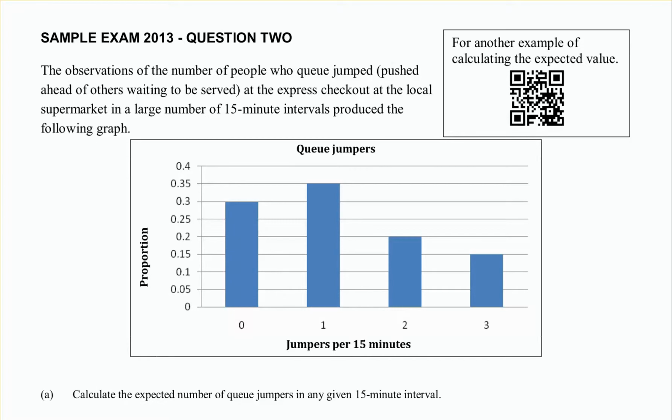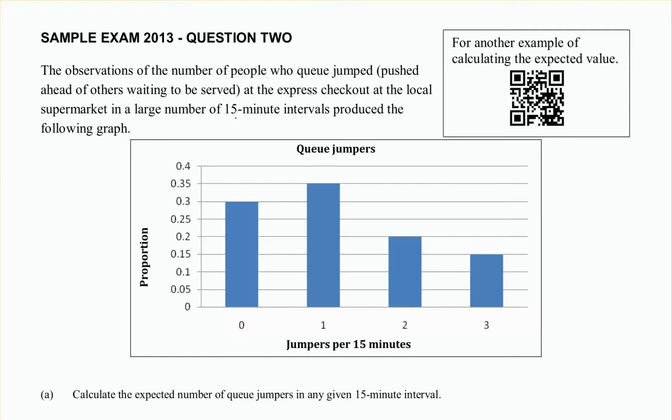So I'm going to look at an exam question that's come up in the past from the sample exam and see if we can pick this apart because it fits with modeling. Here, the observations of the number of people who queue jumped, pushed ahead of others waiting to be served at the express checkout at a local supermarket, in a large number of 15-minute intervals, produce the following graph.